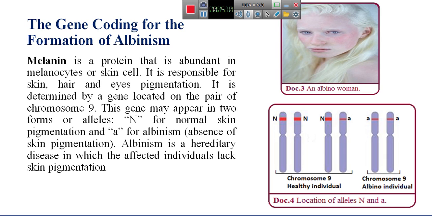And this gene appears in two alleles, as you see here. You have either two alleles N, or maybe N and small a, or double A. Allele N represents the normal skin pigmentation. So if you have one N, this implies that this allele produces skin pigmentation, which is melanin. If you have small a, this one is responsible for the absence of skin pigmentation.